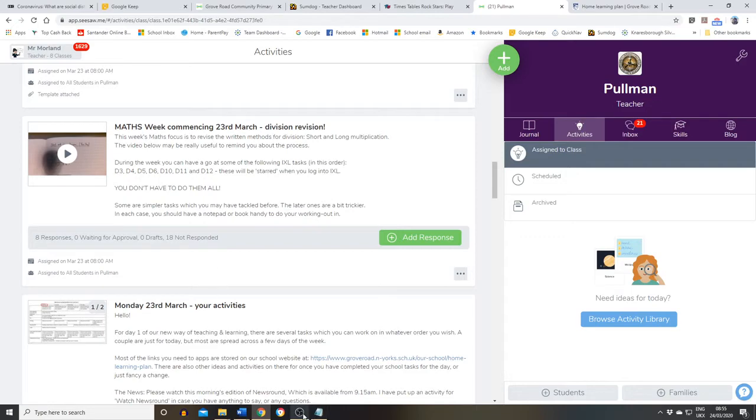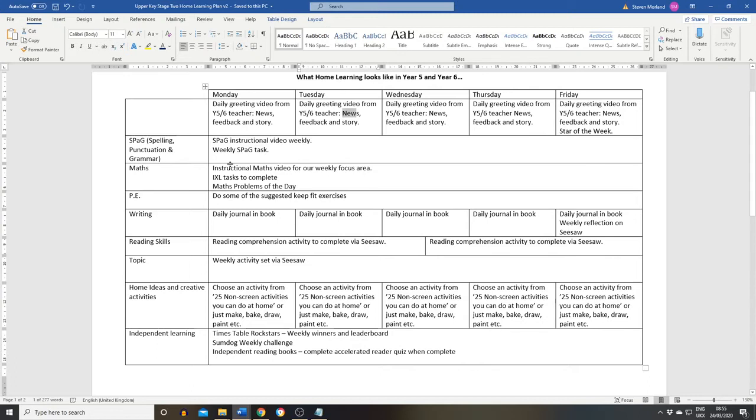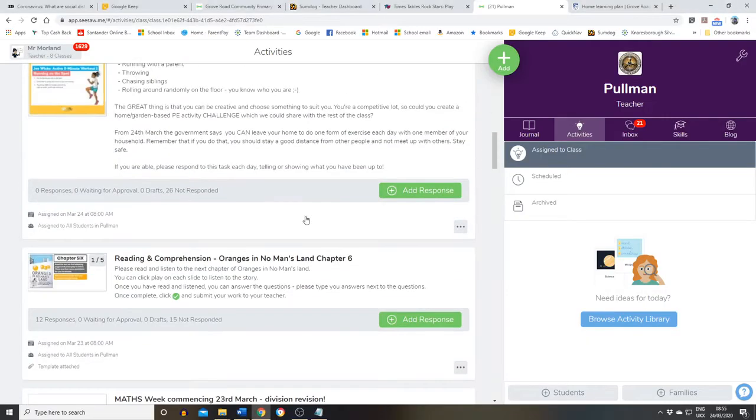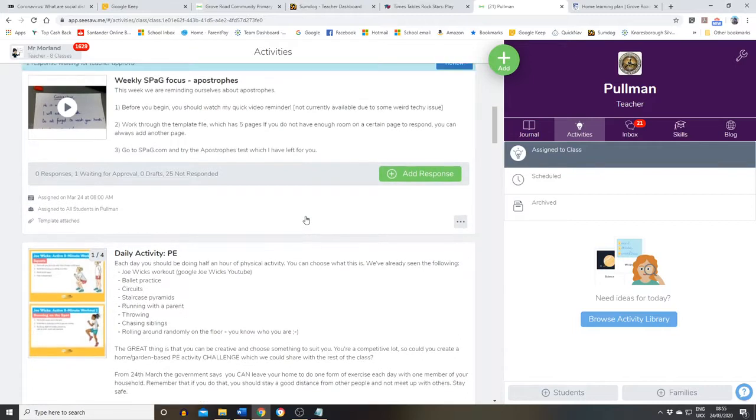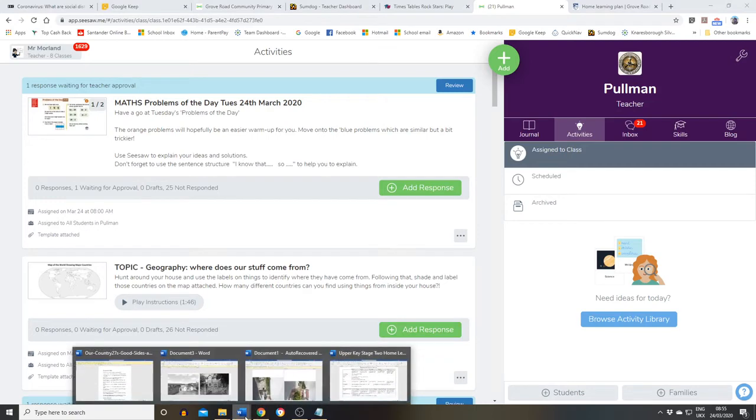Also, on the daily, there's a bit of daily maths for you to do, because that division is across the week. Your daily maths is something called the maths problems of the day. Some of you had a go with this yesterday, so thank you if you did. Today's maths problems of the day is uploaded. It's got the date on it, Tuesday 24th of March. And there are two slides for you to have a go at. Again, respond here in Seesaw if you can, please.